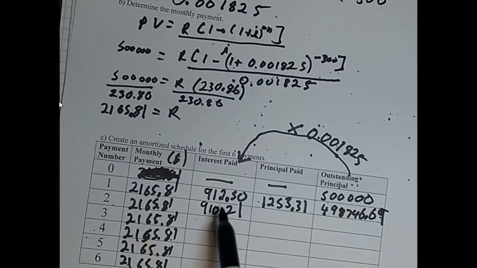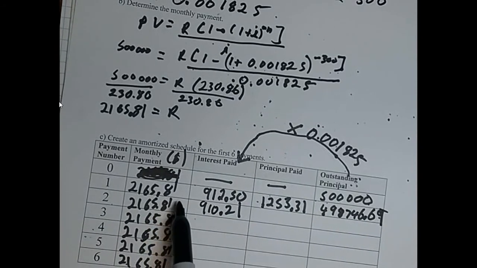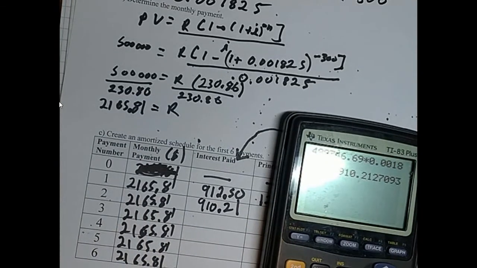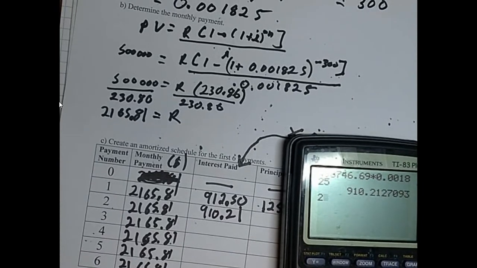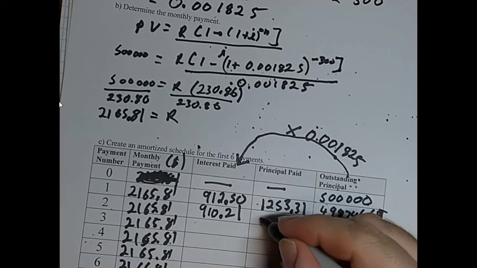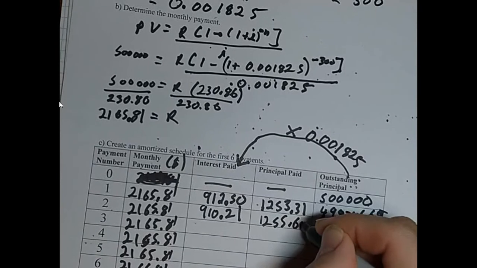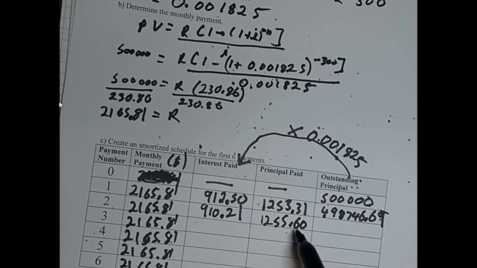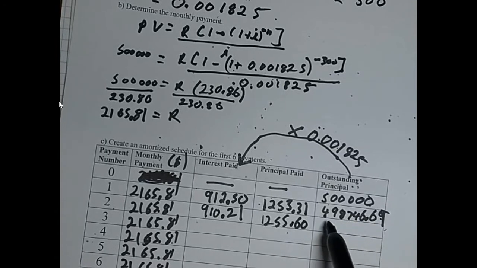At this point, we're going to subtract these two numbers. So we can take 2165.81 and subtract 910.21, and you get 1255.60. So now over here you get 1255.60. See, the principal payment is going up. Now you take this number and subtract that to see how much you still owe the bank for the loan.